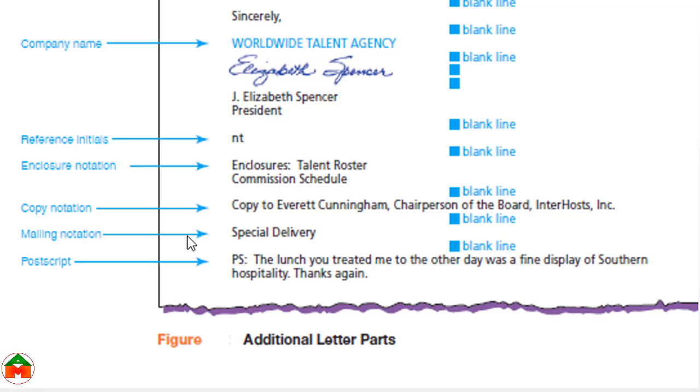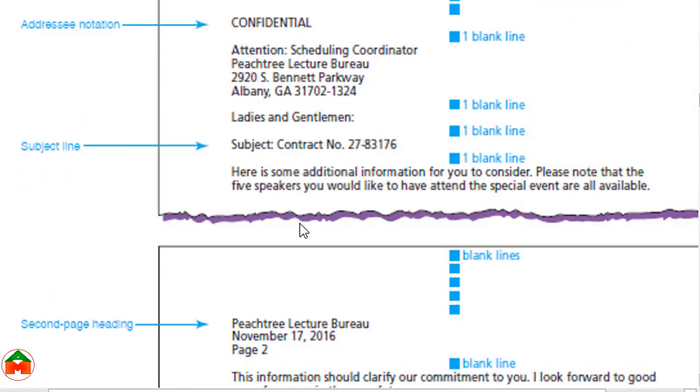And in the copy notation, you will mention the other person to whom you are also interested to send this same letter. And mailing notation, here we can see there is a special delivery or airmail or anything else. And in the postscript, you will mention any important thoughts that have been missed in the main paragraph or main body of the letter. So these are the parts of a business letter.